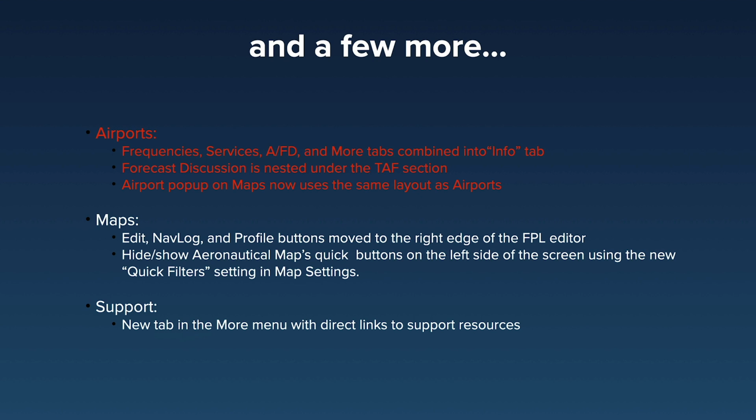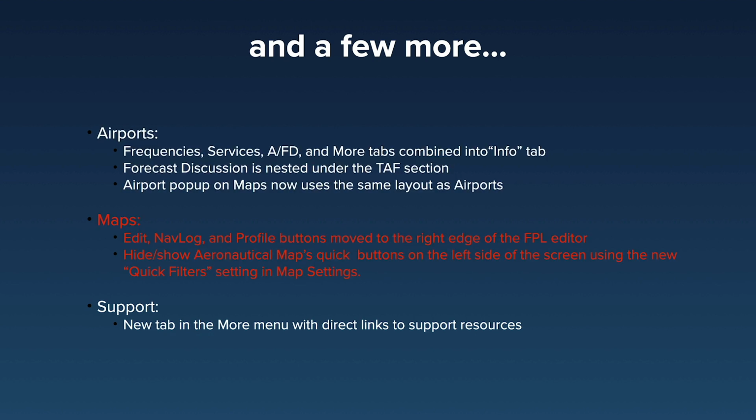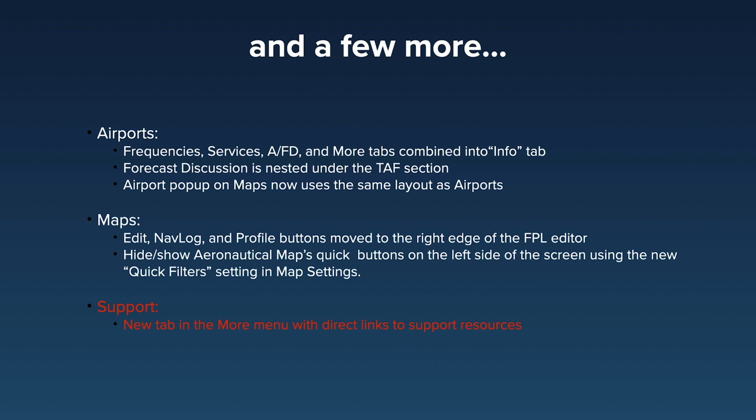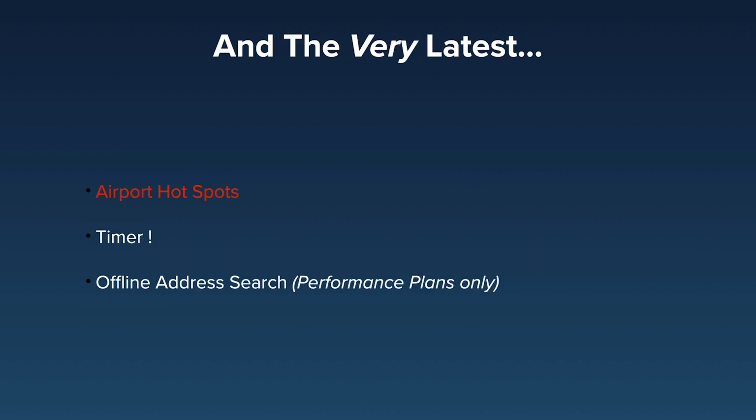Airport pop-up view on the map now uses the same view as the airports. On maps, we move profile buttons over to the right side of the flight plan editor. We show quick buttons on the left. We call those our quick filters. Give those a look. And in support, we created a whole new support tab for support as opposed to being embedded in some of the other tabs.